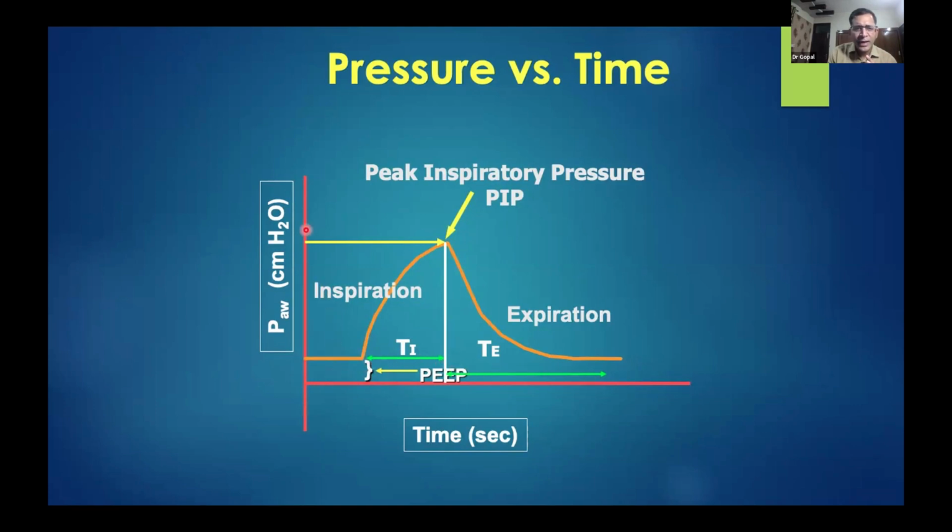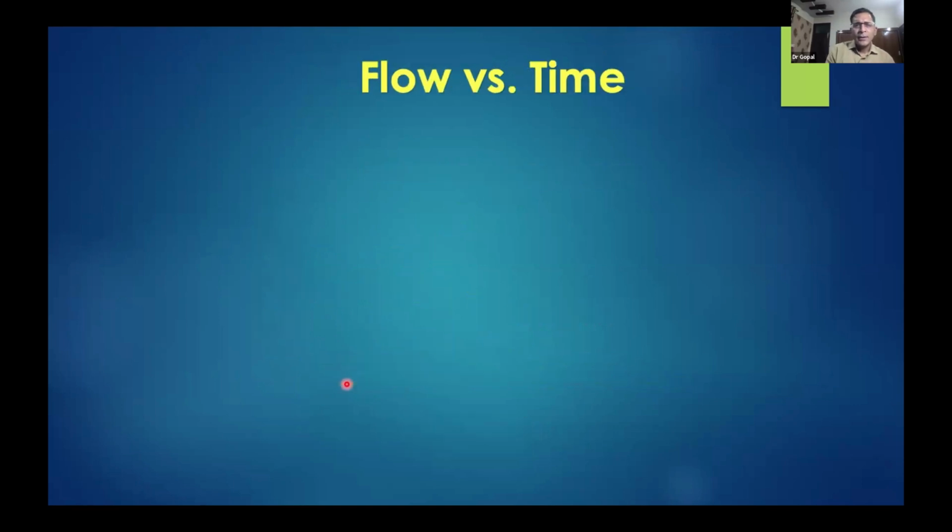In the pressure y-axis, we can see this is the pressure, which is just above the baseline. And the peak pressure which is being delivered is the PIP. In the volume time curve, it was the tidal volume. Here, because the y-axis indicates pressure, this is the PIP, peak inspiratory pressure, and this is the PEEP, which is at the end of the expiration. And the third one is the flow time curve.